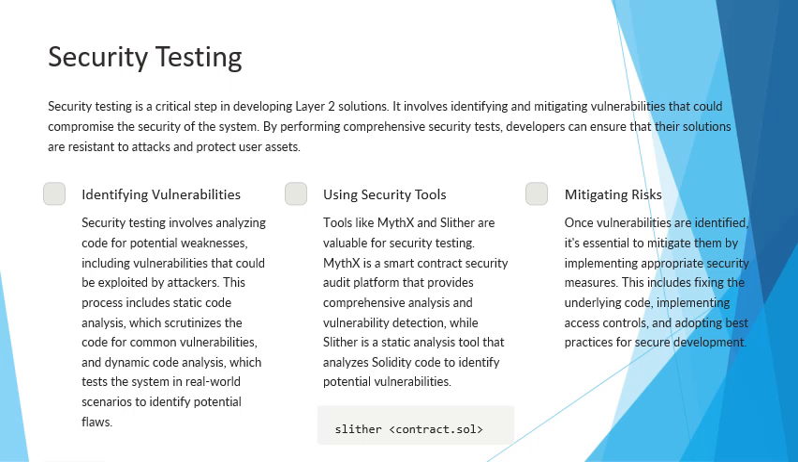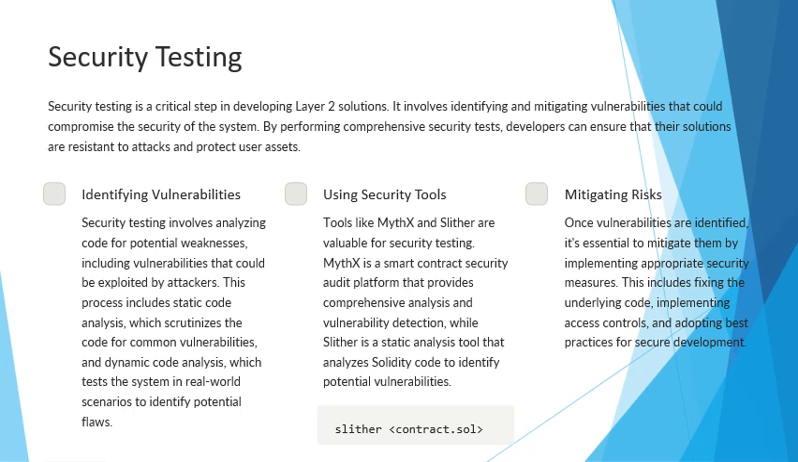Security testing involves analyzing code for potential weaknesses, including vulnerabilities that could be exploited by attackers. This process includes static code analysis, which scrutinizes the code for common vulnerabilities, and dynamic code analysis, which tests the system in real world scenarios to identify potential flaws.